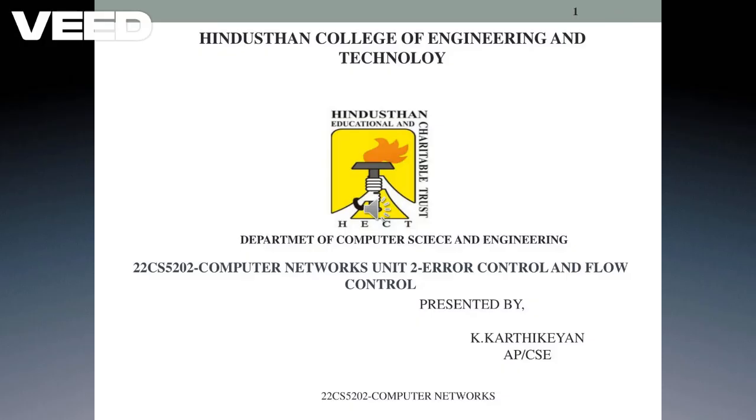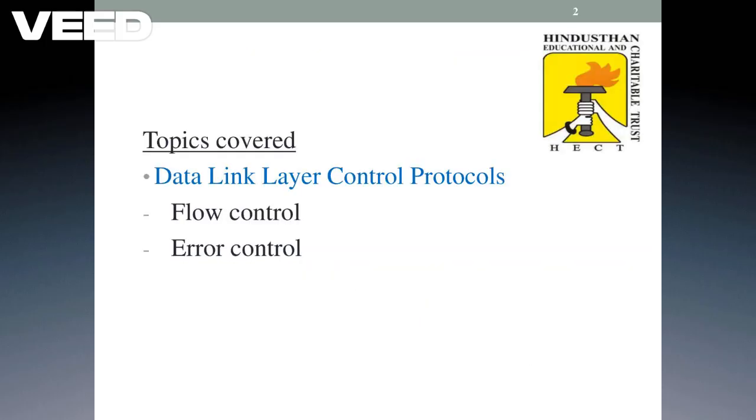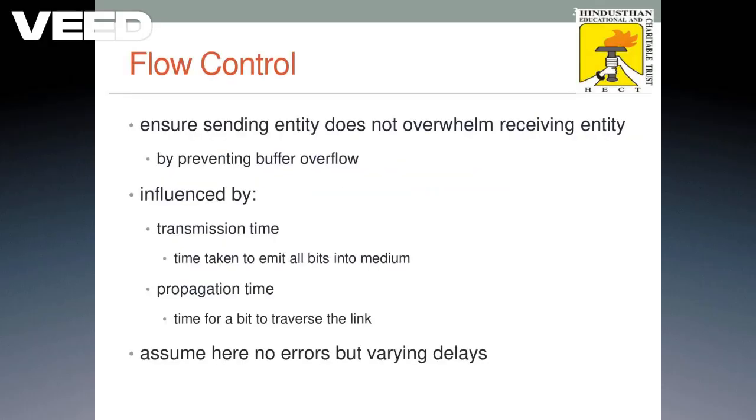In this video, we are going to see about the error control and flow control mechanisms in computer network concepts. We are seeing about the data link layer control: flow control and error control concepts. In flow control, we have to ensure the sending entity does not overwhelm the receiving entity.